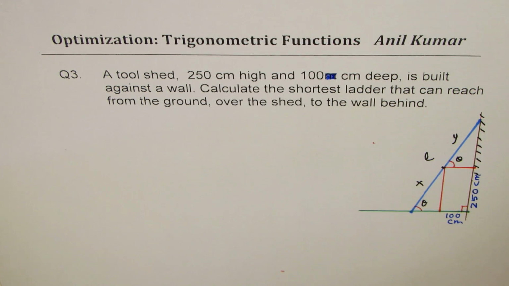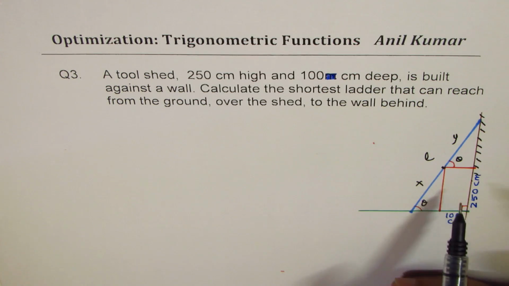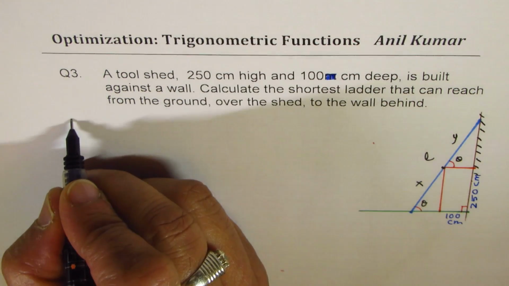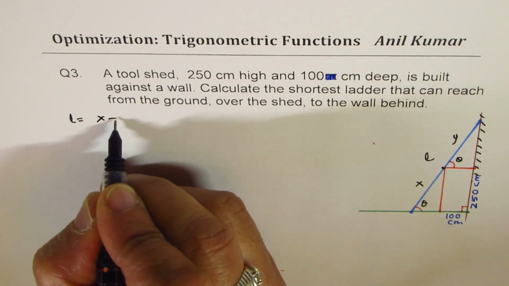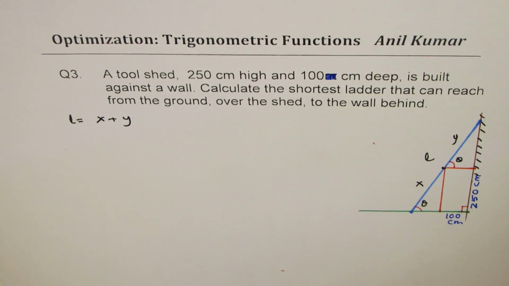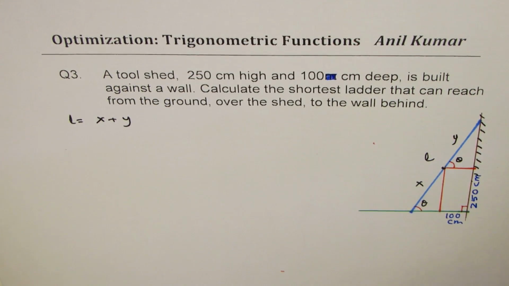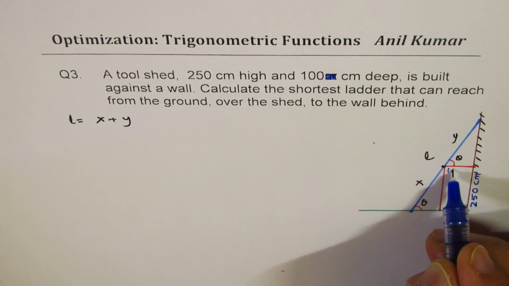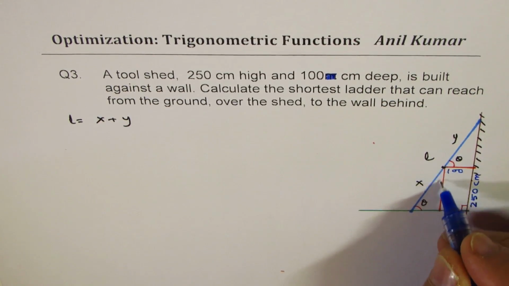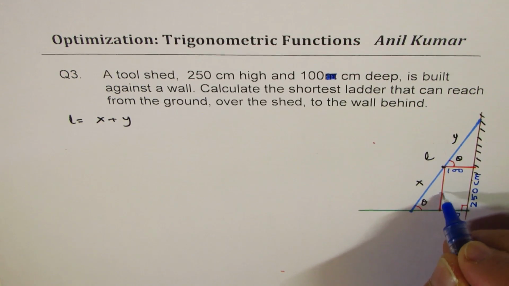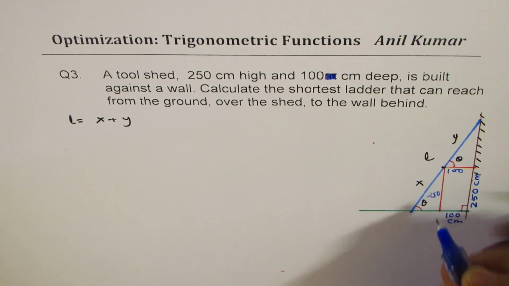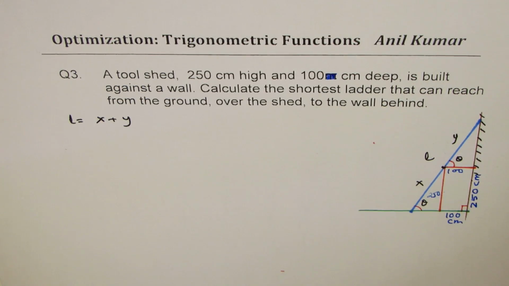I'd like you to actually pause the video, answer this particular question, and then look into my suggestions, right? So here we can write L equals x plus y, but what is x and what is y in terms of theta? Now in this diagram, you will notice that this length here is 100 and that height is 250, correct? That should help you to figure it out.